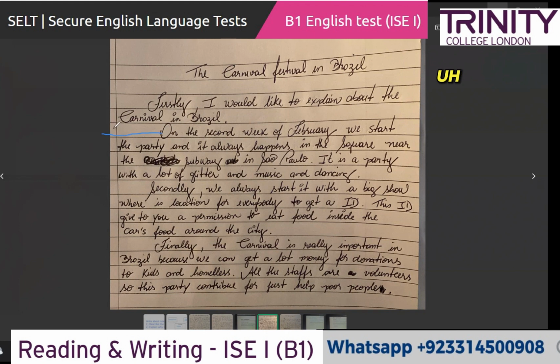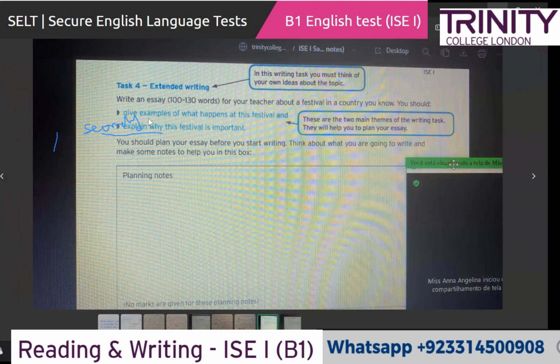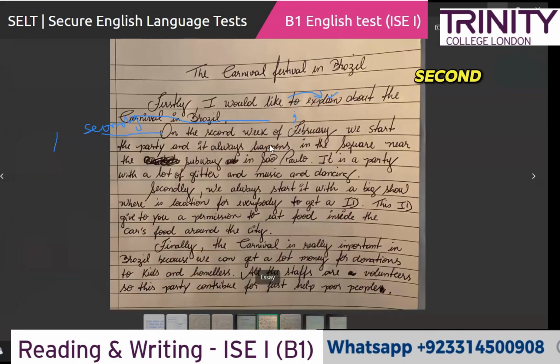Now you can write in here, secondly, I want to give examples of what happens on this day. Beautiful, the topic sentence. Can you see that? I want to give examples of what happens on this festival. For example, you just mention the name of the festival and say, firstly, I want to talk about a carnival in Brazil. That's the first point. Secondly, I want to give examples of what happens at this festival. Then you can write the rest of the information as you have written.